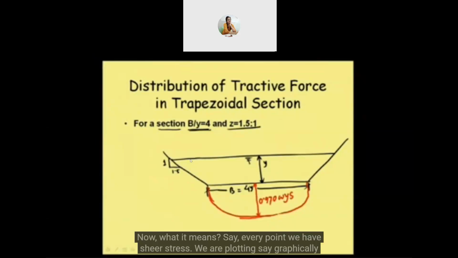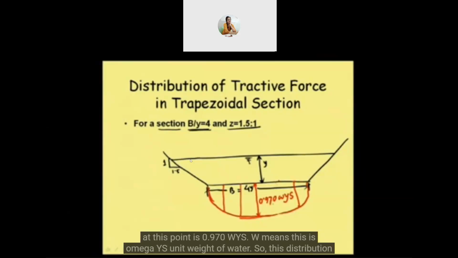times omega Y S. Now, what it means is that at every point we have shear stress. We are plotting the shear stress graphically. Whatever shear stress value we get here, we plot it, and then finally we get the graph. This is nothing but a graph of shear stress at different points. At this point the shear stress value is this much, at this point it is this much. Like that at different points we get shear stress values, and the maximum value we get at this point is 0.970 omega Y S. Omega means the unit weight of water.